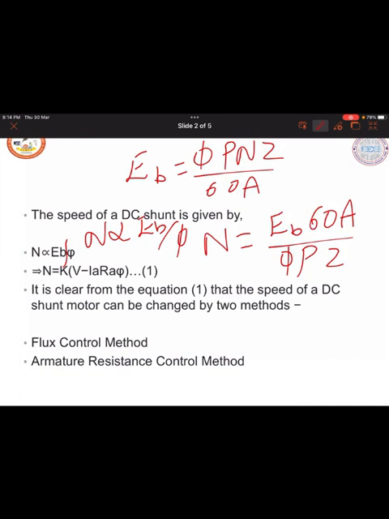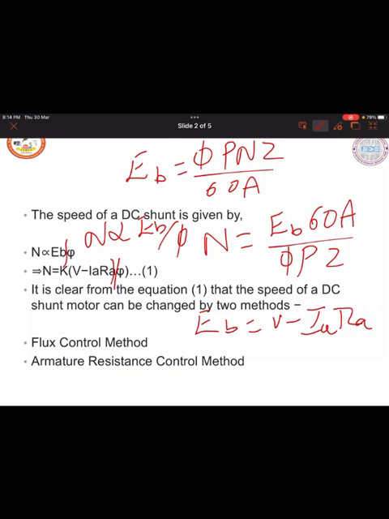So if you consider the back EMF, we know that the back EMF is given by V minus IaRa. So this is the equation we have. So N depends on the back EMF and the flux, and the back EMF in turn depends on IaRa because V is fixed. So from this it is clear that we can control the speed of the motor by using two methods.